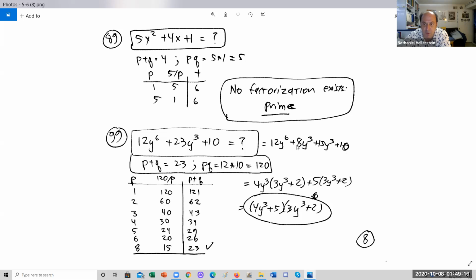This we can factor by grouping. 12y to the 6th plus 8y cubed, they have a common factor of 4y cubed. Divide this by 4y cubed, you get 3y cubed. Divide this by 4y cubed, you get 2. So 4y cubed times 3y cubed plus 2. Here we have 15y cubed plus 10, common factors of 5, and 5 times 3y cubed plus 2. Okay, 3y cubed plus 2 is in common, pull it out. That times 4y cubed plus 5 right here. So it factors to 4y cubed plus 5 times 3y cubed plus 2.